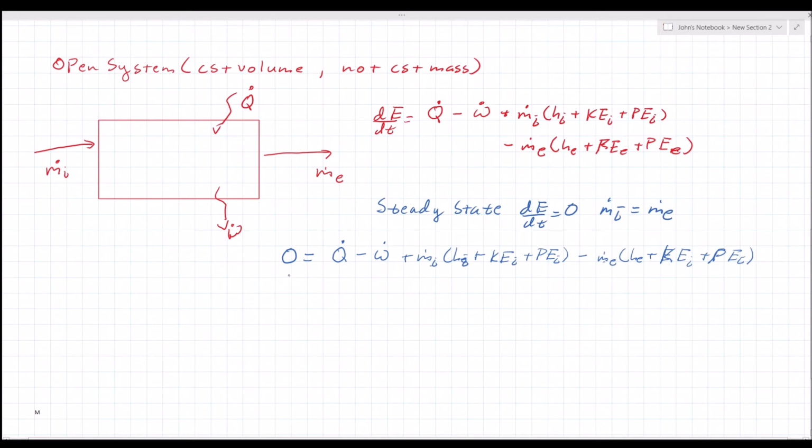So your equation simplifies easier into 0 equals Q dot minus W dot plus the mass flow rate times H in minus H out plus kinetic energy in minus kinetic energy out plus potential energy in minus potential energy out.